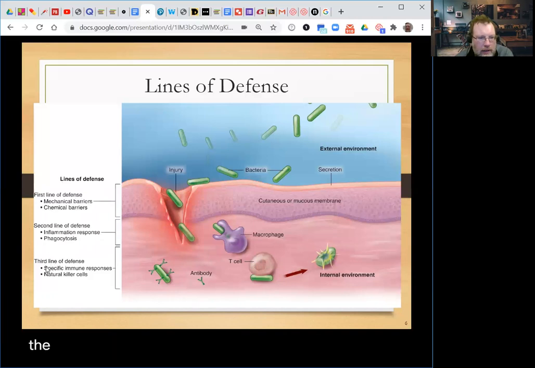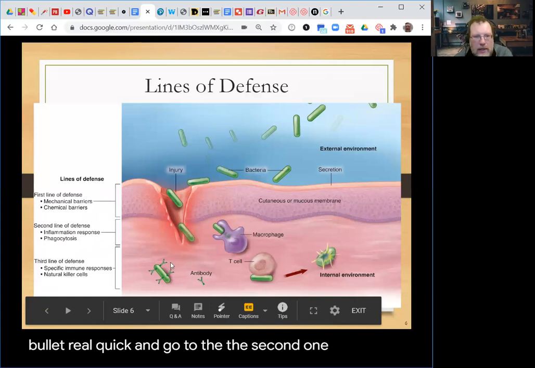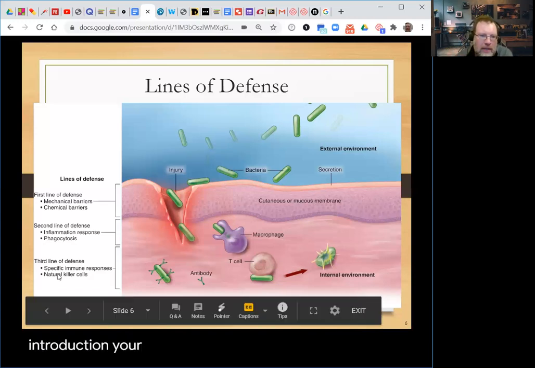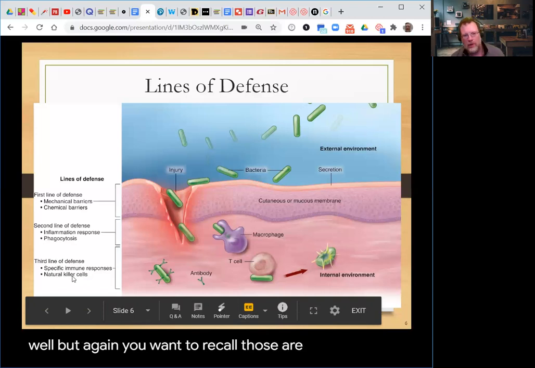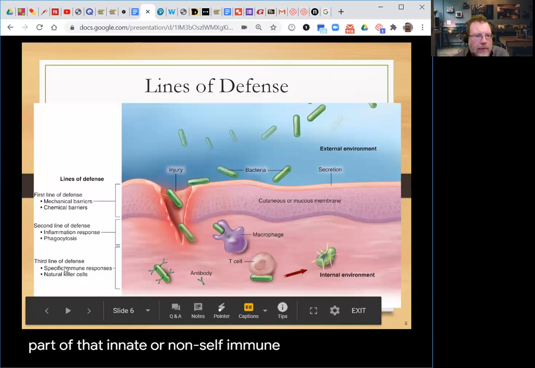And then the third line of defense, we're going to skip this first bullet real quick and go to the second one, natural killer cells. Again, the next couple slides we'll talk about those, your introduction, your segue into what natural killer cells are. So we'll look at those in just a few minutes as well. But again, you want to recall those are going to be part of that innate or non-self immune system.